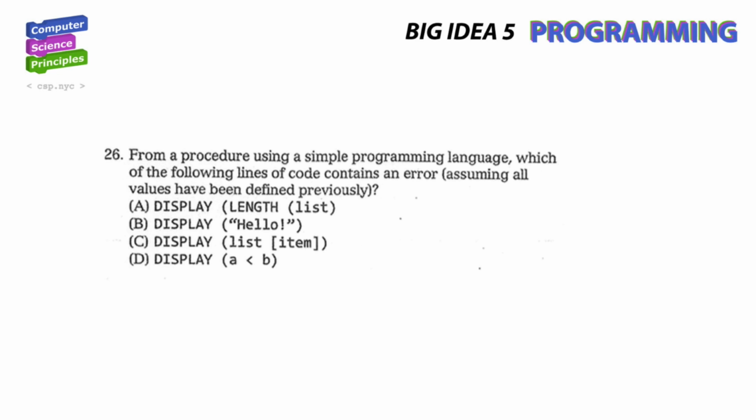Okay, this is our last question. This is question 26. It says, from a procedure using a simple programming language, which of the following lines of code contains an error, assuming all values have been defined previously? Well, something that I'm noticing straight away with A is this parenthesis here, and we've only got one here and one here, so either we need to close this up or we need to remove this right here. And so this is a problem, that we have this extra parenthesis that's stranded, so A is going to create some error. So 26 is A.